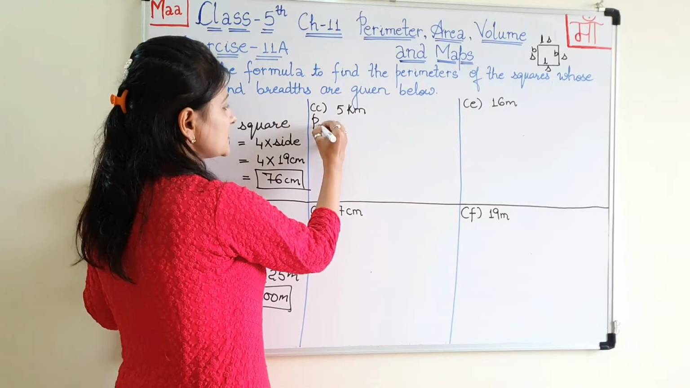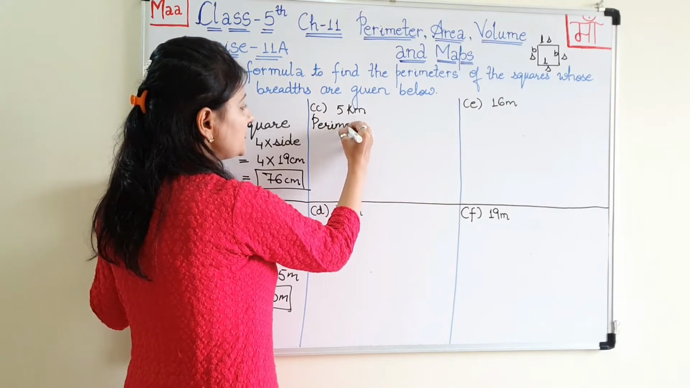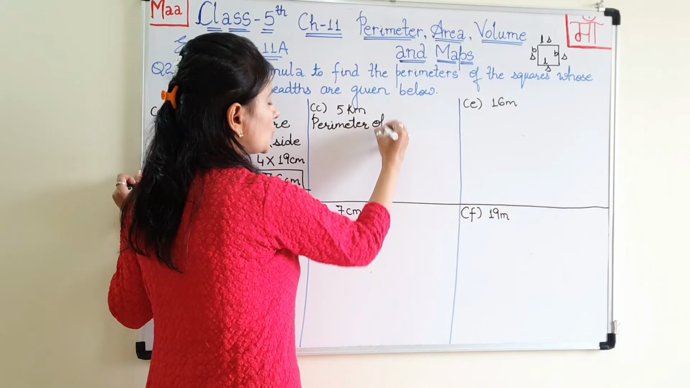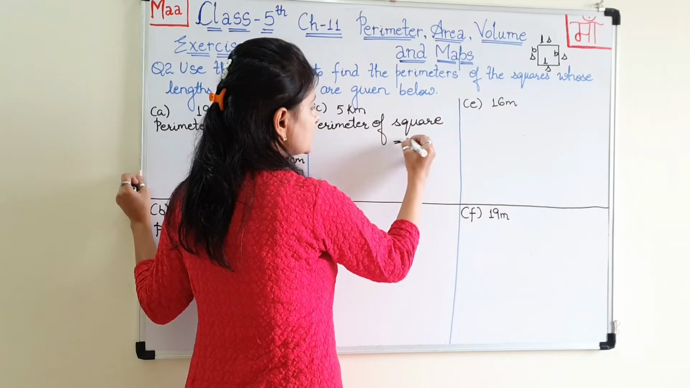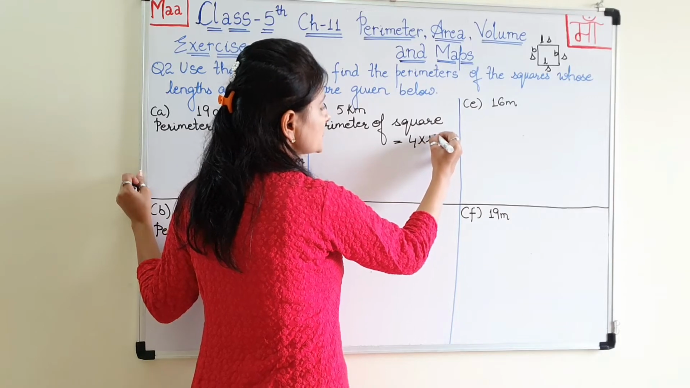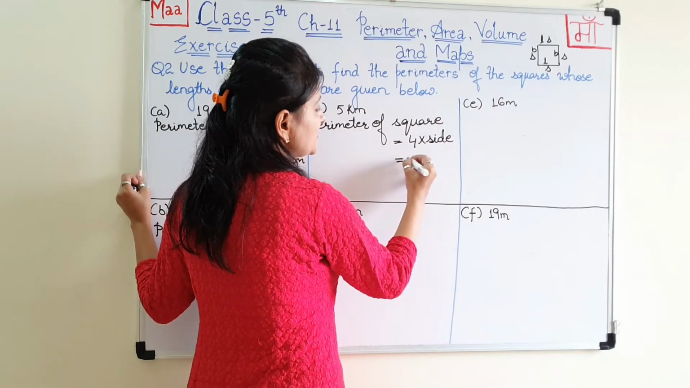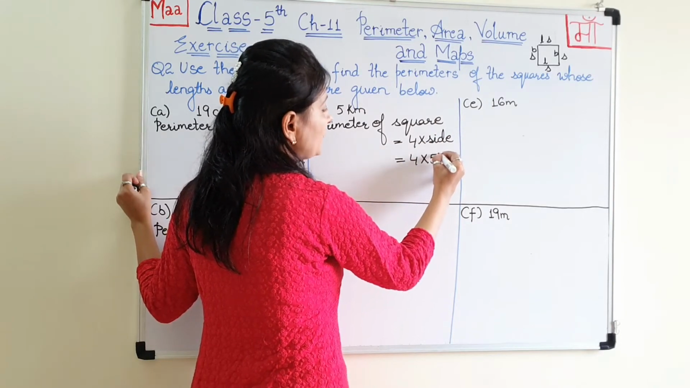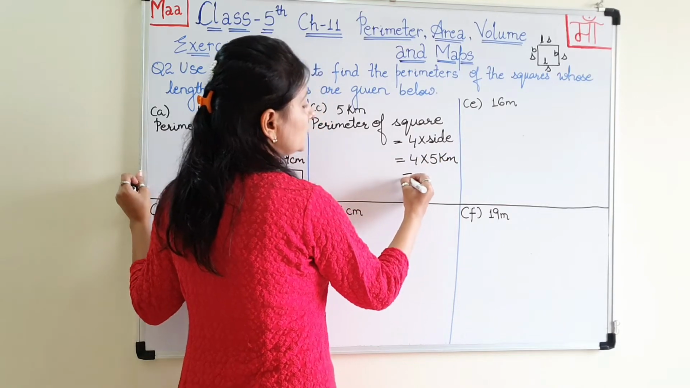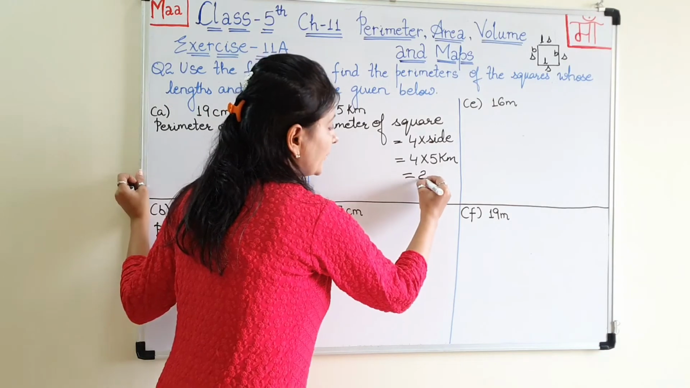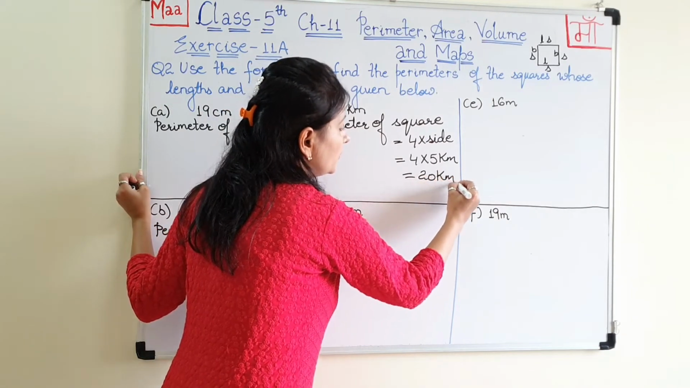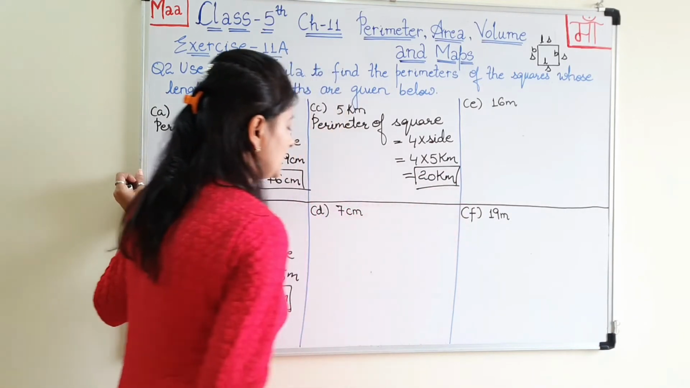Similarly, part C. So again, perimeter of square is equal to what? Yes, is equal to 4 into side. Now, the side which is given in the question is 5 kilometer. Okay, so you all know very easily 4 5s are 20. So 20, and then we have to put the unit, that is kilometer.